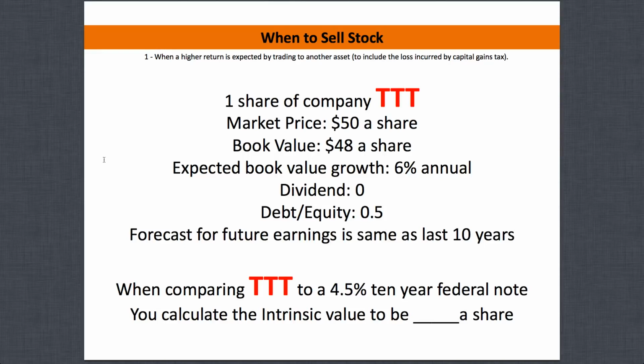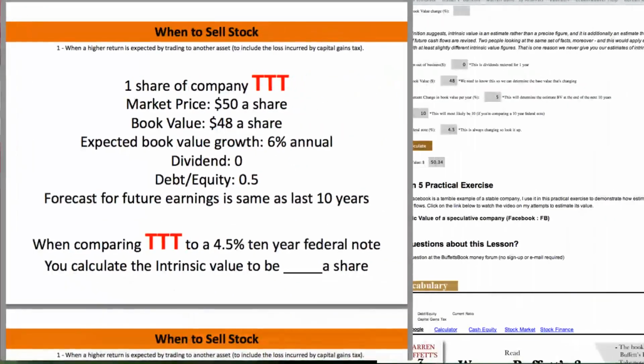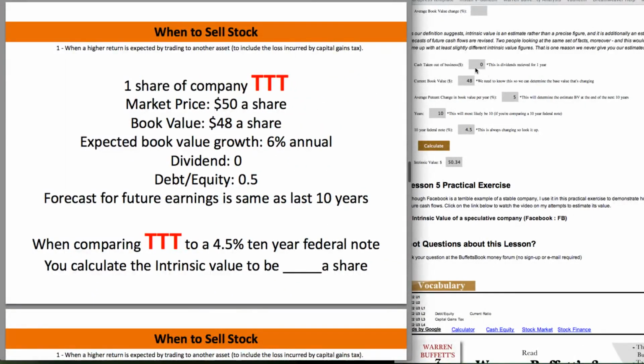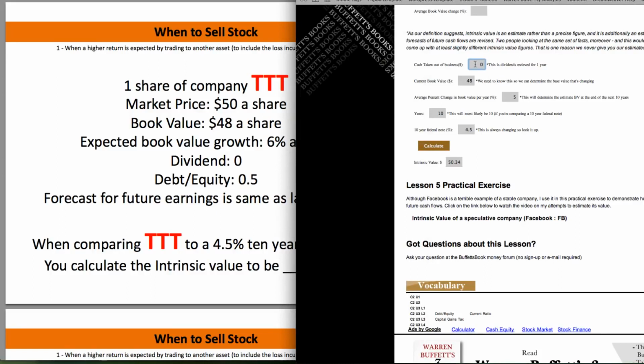So we're going to go back to the intrinsic value calculator. Okay, so we're going to go ahead and put these numbers in. So there's no dividend payment. The book value on company TTT is also $48. Just by coincidence, it could be something completely different, and you'd still be able to figure all this out. Okay, and our percent change in book, we're saying, is going to be 6%, okay, which is 1% higher than the last company. Okay, then the years we're going to own it is 10, and the 10-year federal note is still 4.5%. So let's go ahead and figure out what company TTT's intrinsic value is.